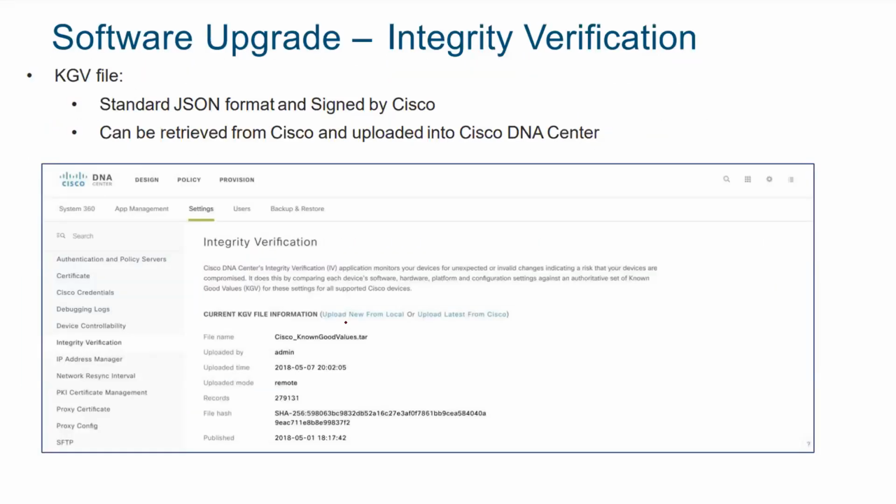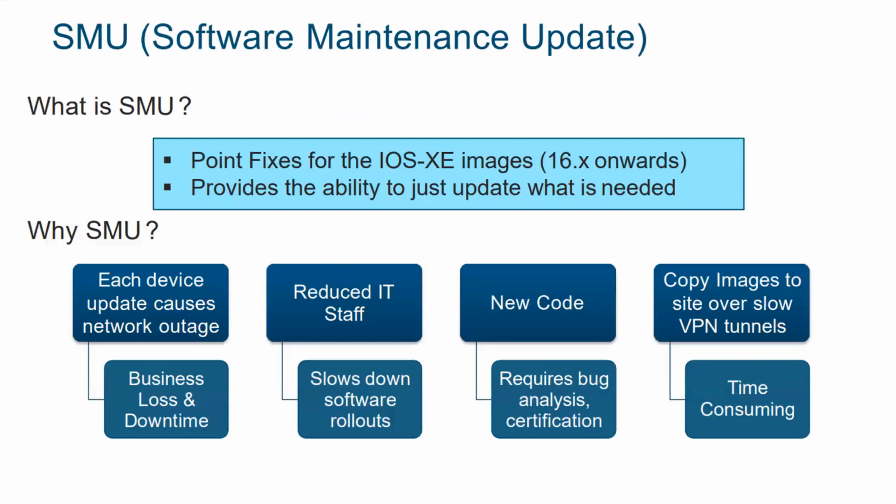This is an example of Cisco known good values. It is a .tar file available at Cisco for different platforms. This is the SHA hash. Once you download the file, you have it all on DNA. Integrity verification will be done automatically for you.